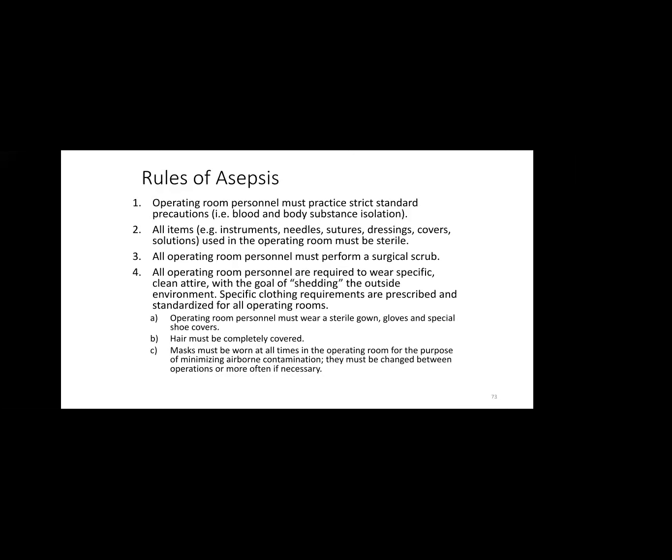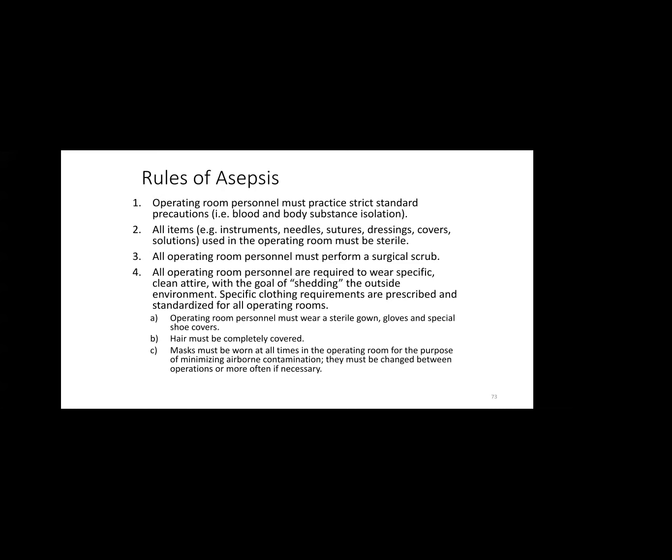So rules of asepsis. We're going to look at the rules of asepsis, then we're going to end this class. One, operating room personnel must practice strict standard precautions, i.e. blood and body substance isolation. Your body and the blood substance should always be isolated. Two, all items, be it the surgical instruments, the needles, the sutures, dressings, covers, and solutions used in the operating room must be sterile. We've talked about how to sterilize the equipment and how to keep them sterile for some time.